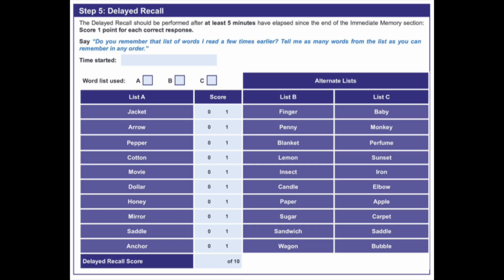Good. Your patient has now finished the delayed recall, so you need to document all correct words you got and document it at the bottom for the delayed recall score out of 10. And don't forget, you need to put the time that it was started as well.